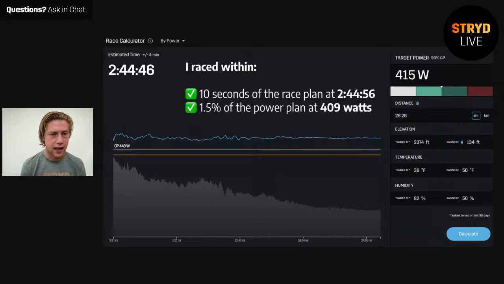Using all that data and my Stryd profile, the race power calculator was able to give me a race plan. It gave me an estimated time of 2 hours, 44 minutes, and 46 seconds, and a target power of 415 watts. I raced within 10 seconds of that race plan. I finished 10 seconds slower at 2 hours, 44 minutes, and 56 seconds, and I ran within 1.5% of the power plan at 409 watts. For both of those, I gave myself a green check mark. I executed the race plan overall pretty well, and the race power calculator was invaluable to me to help accurately plan, set expectations, and then pace this race.